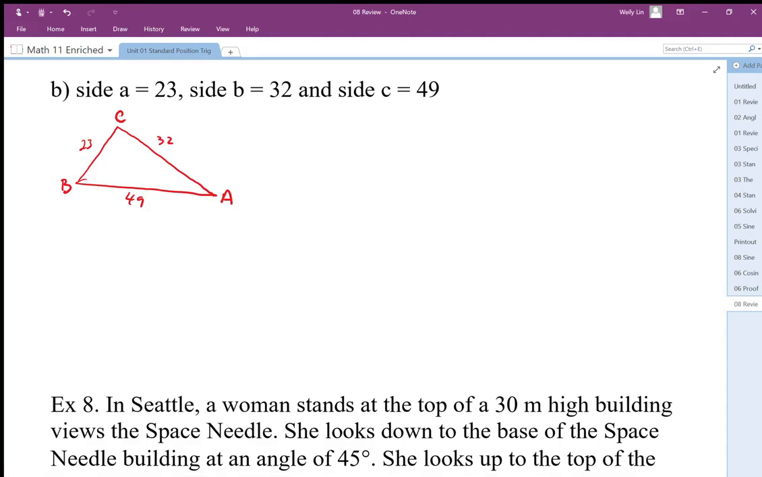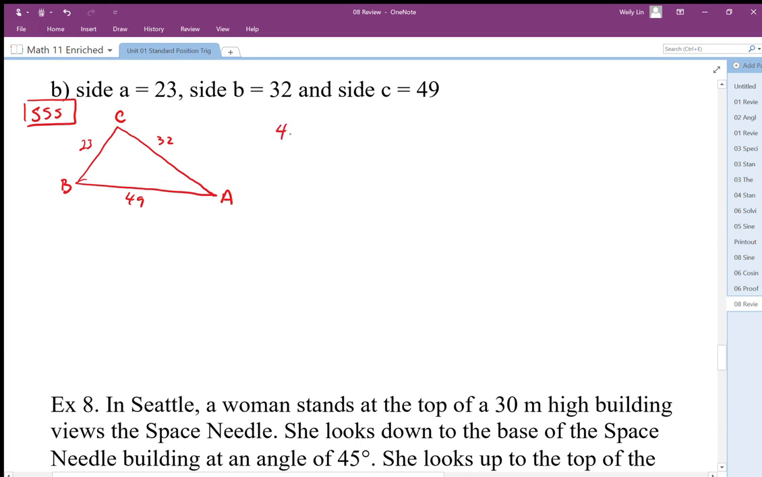So this is a side, side, side situation, and a side, side, side means we need to use cosine law. Another way we can think of this is, I have no angle opposite side pairing, so I can't use sine law. I'm going to be forced to use cosine law here, so I'm going to solve for the angle C.